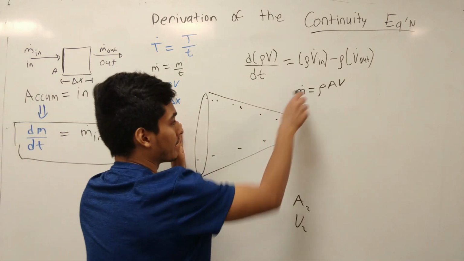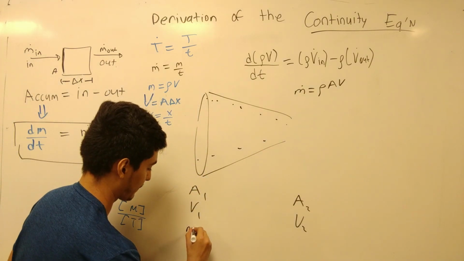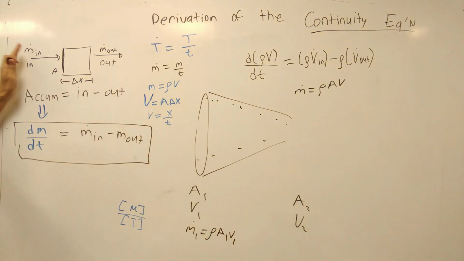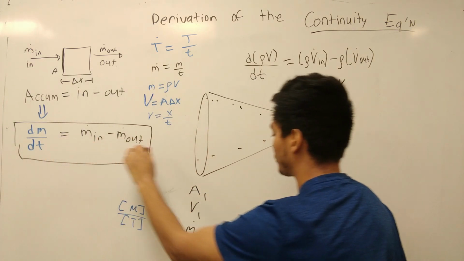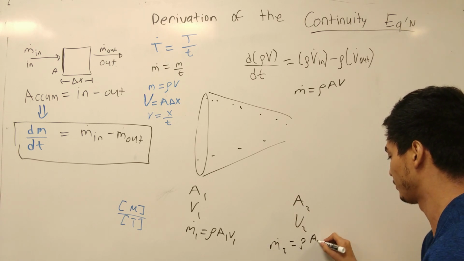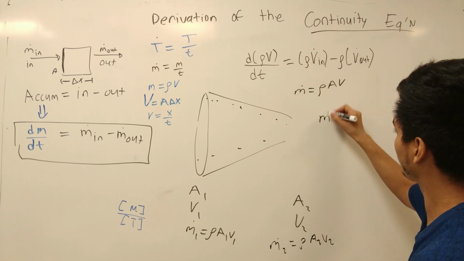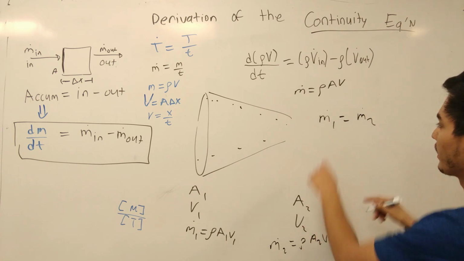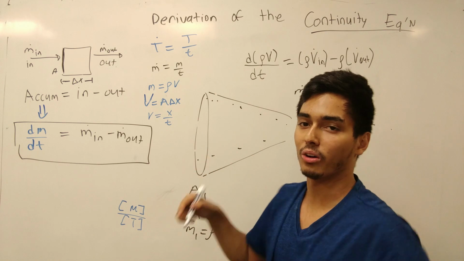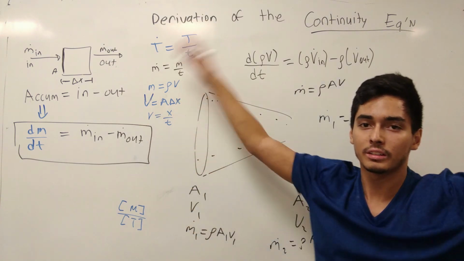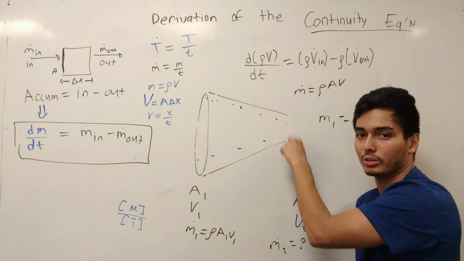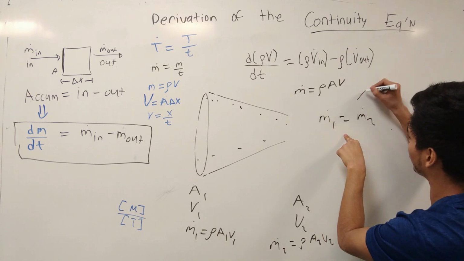So here, the mass flow rate is going to be, this is m dot 1, rho A1 V1. But what did we say about this? We said that m dot 1 is equal to m dot 2. So that is going to be m dot 2, rho A2 V2. So if we set these two equal to each other, m dot 1 equals m dot 2, these have to be equal to each other. In other words, all the molecules coming in here, let's say we count 10 to the power of 30 molecules coming in through here. There has to be 10 to the power of 30 molecules coming out here because mass is conserved.